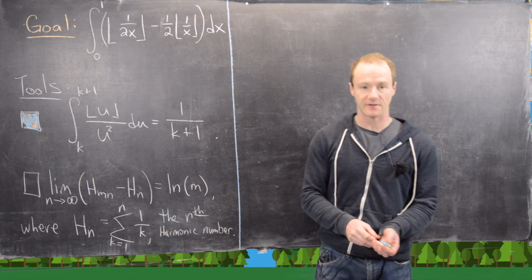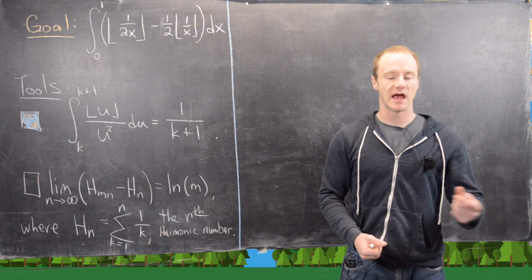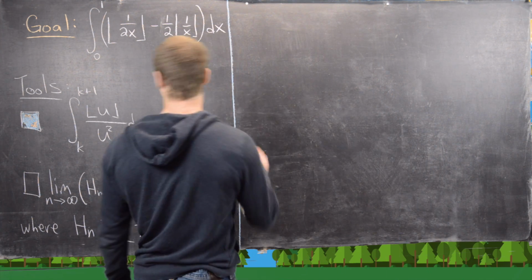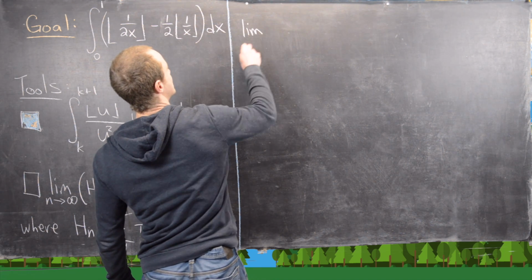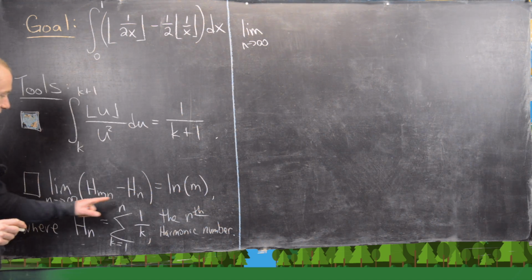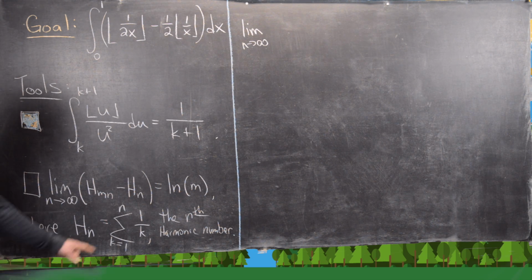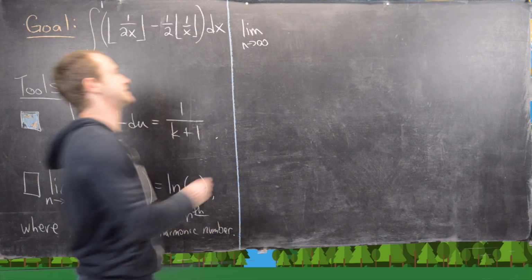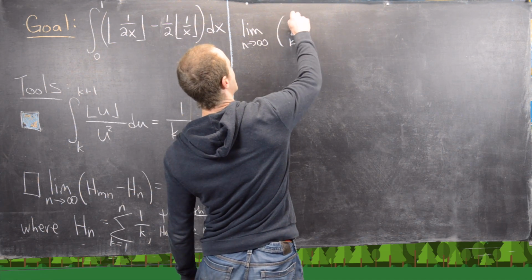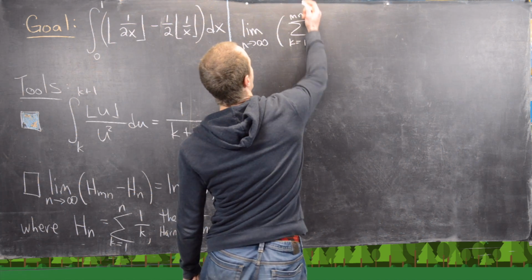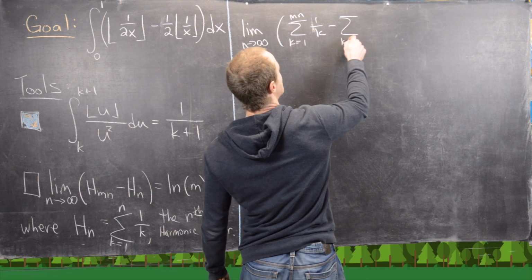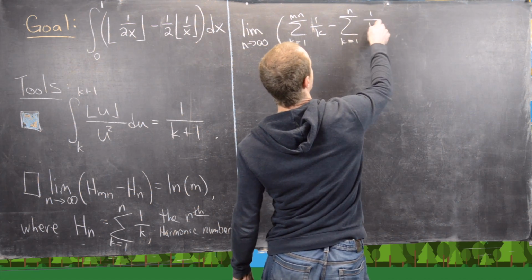Okay, so now we've seen the first tool, how that is proven, and now we're going to move on to the second tool, which has a really interesting solution. So let's go ahead and look at this. We have the limit as n goes to infinity of the mnth harmonic number minus the nth harmonic number. So I'll go ahead and rewrite those as sums. That's going to be the sum k equals 1 to mn of 1 over k minus the sum k equals 1 to n of 1 over k.